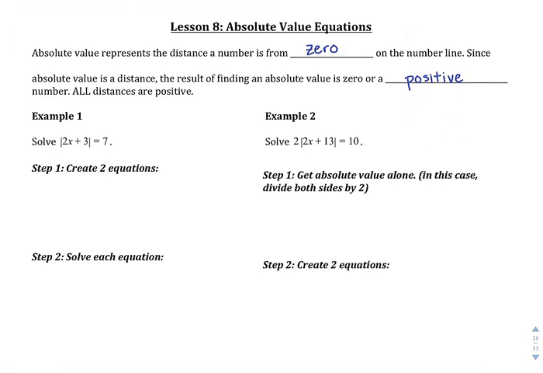So since absolute value is a distance, the result of finding the absolute value is either going to be 0 or a positive number. If you're -3 spaces to the left of 0 or +3 spaces to the right of 0, you're still going to have to take 3 steps to get back to 0. Distance can't be negative. So that's why absolute value, that value inside there always has to be positive.